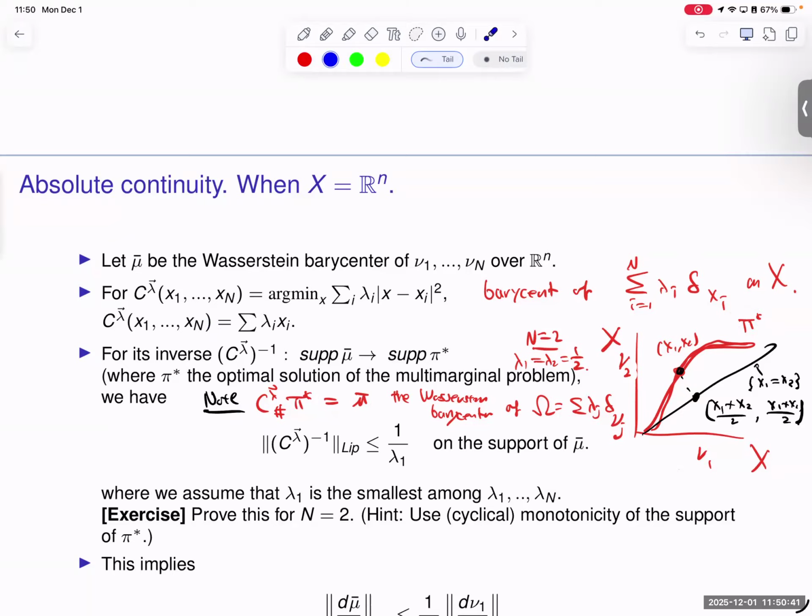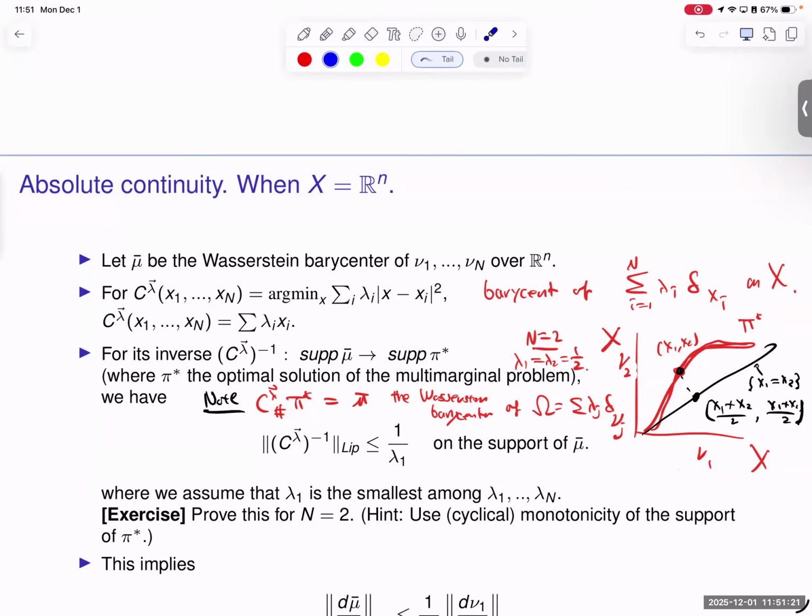Okay, fine. So that's what you have. But then this mapping actually has an inverse. So you can take the inverse of this mapping going to the support of this pi star, which is a solution to the multi-marginal optimal transport. But that inverse map has this Lipschitz bound.